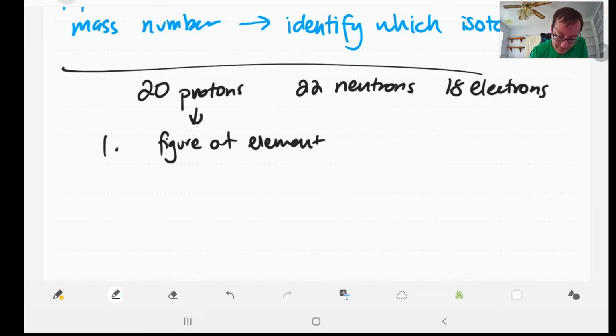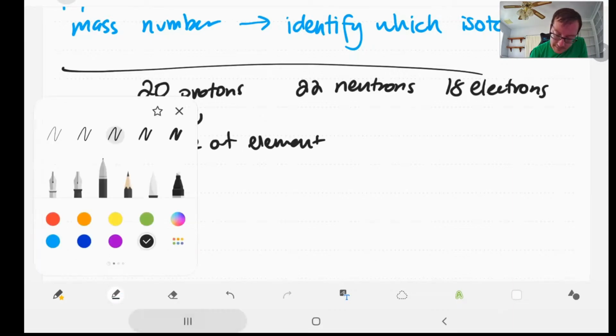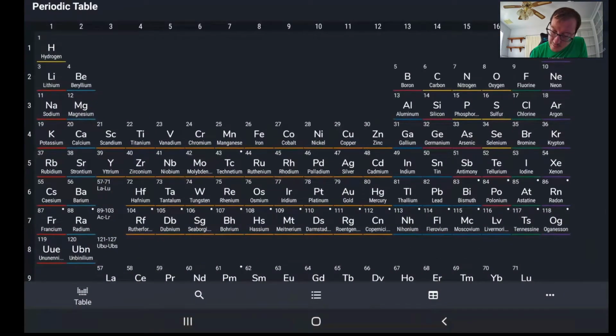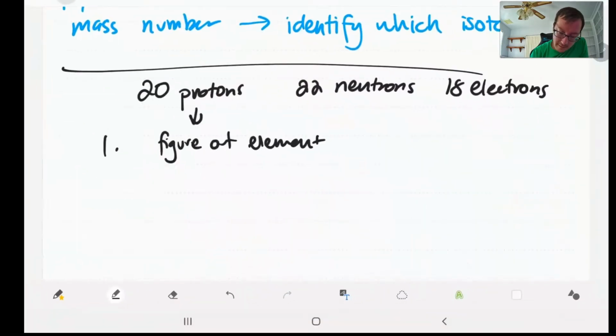So that's a good first step. Let's go ahead and figure that out. We're looking at protons number 20. So that's calcium, because the atomic number, the one on the top left, is calcium. So that's what we're looking at here. We know it's going to be Ca. That's the first bit. And if we can write the 20 there, that's good as well.